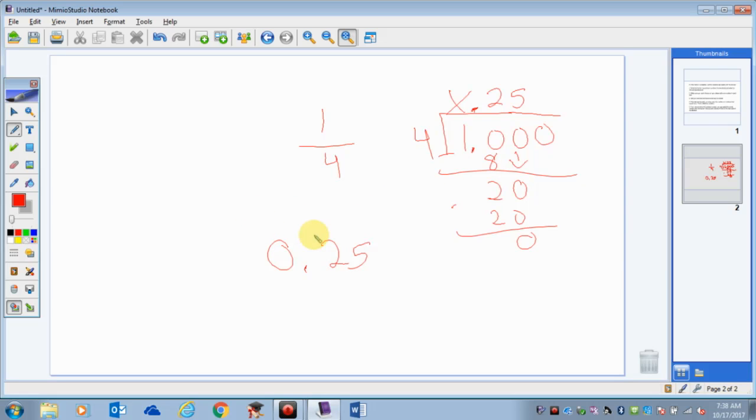So for this problem, if it would have been negative, then I would have done the same exact math. I would have just brought my negative sign off to the side and then brought it back for my answer.